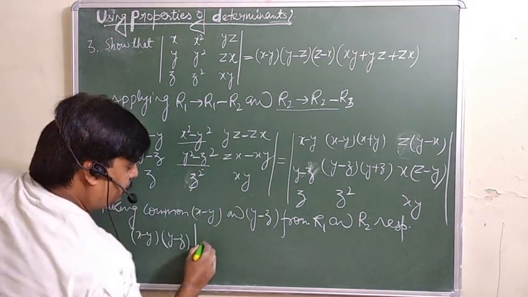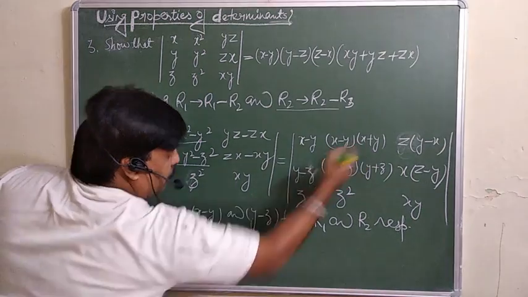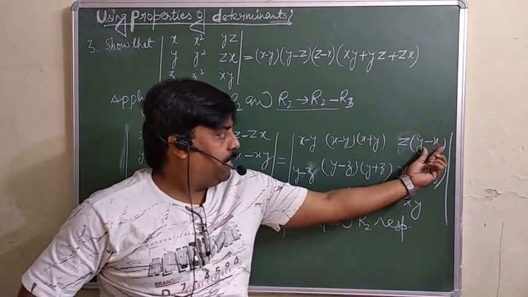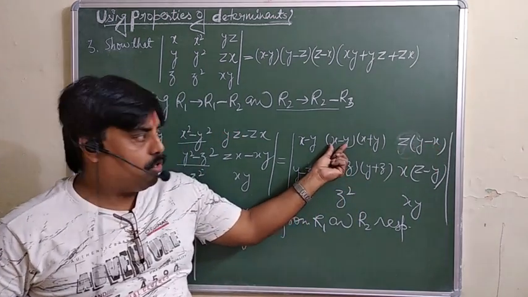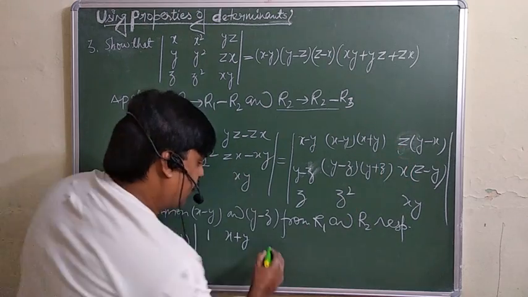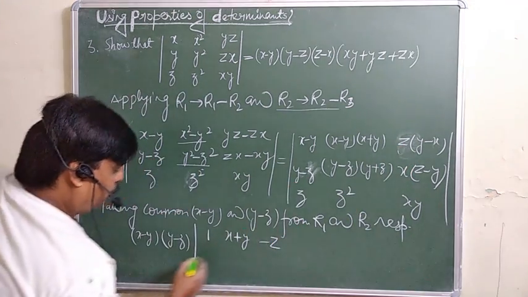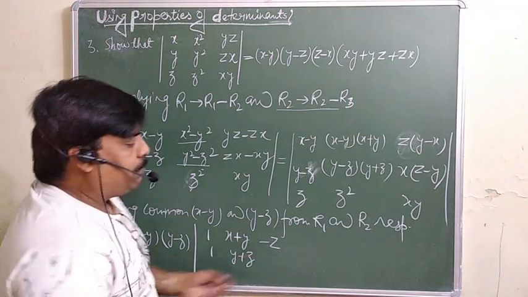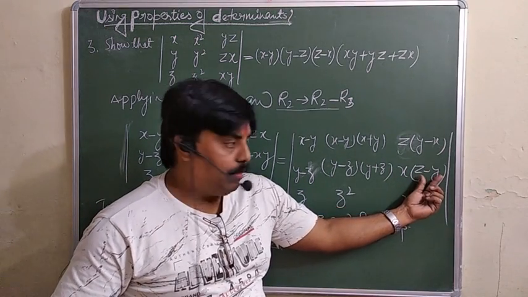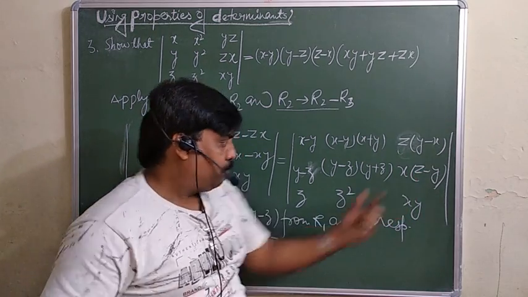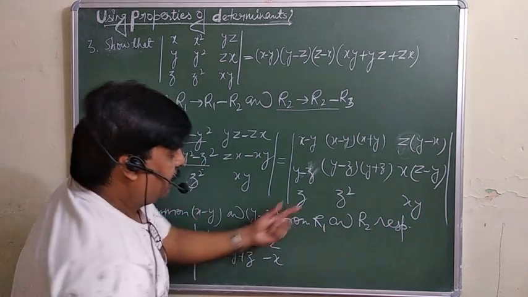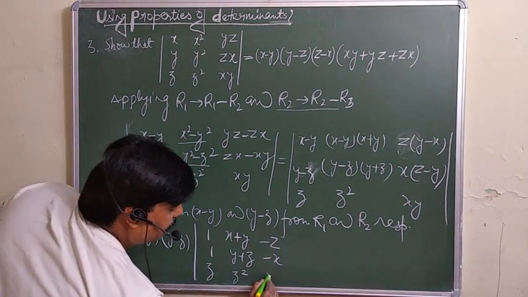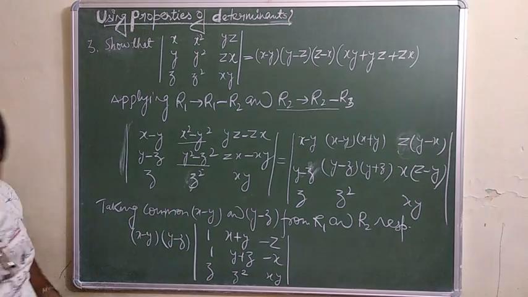Here you will get 1, x plus y remains. Here is y minus x. Look here, y minus x. But we are taking x minus y as common, that means the sign will be changed. So directly you can write minus z. Similarly from here, you are taking y minus z common, so this is 1, y plus z, and the same here. This is z minus y, but we are taking y minus z as common, so this is minus x, and this will remain as z square and xy. This is what you are getting.